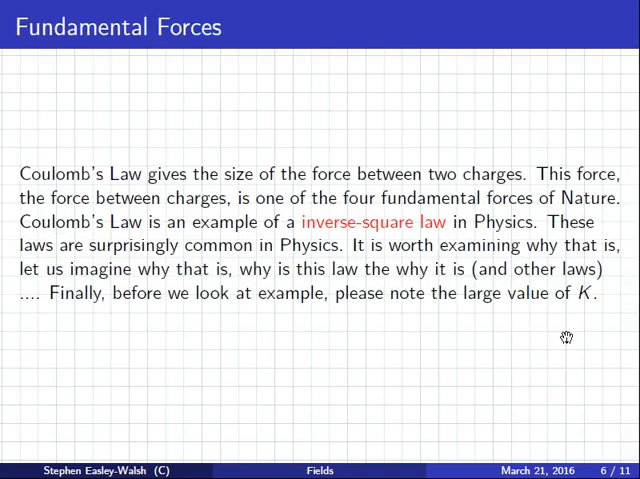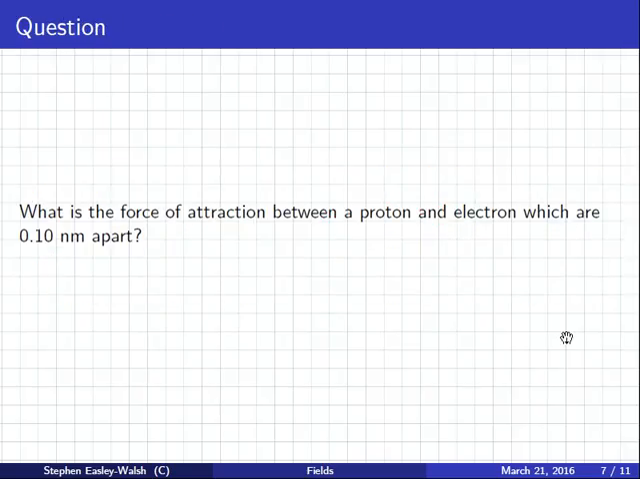That's the name of a law that has an r squared in the bottom. You don't need this for the exam. I just thought it'd be interesting. Okay, let's have a look at our first example. What is the force between a proton and an electron which are 0.1 nanometers apart?